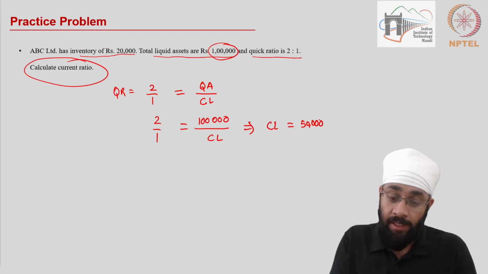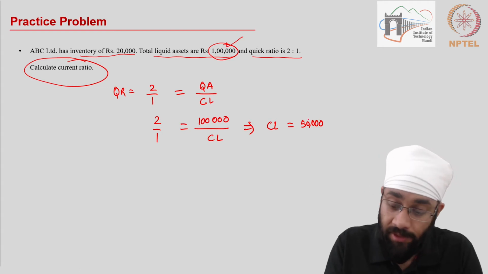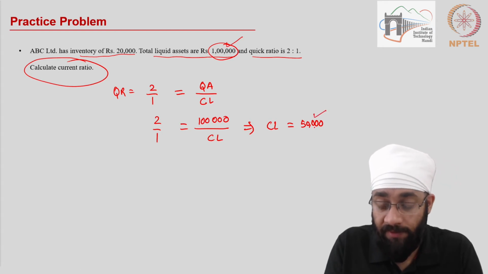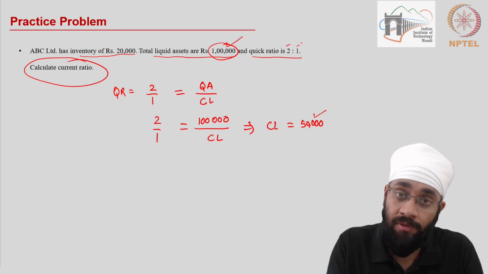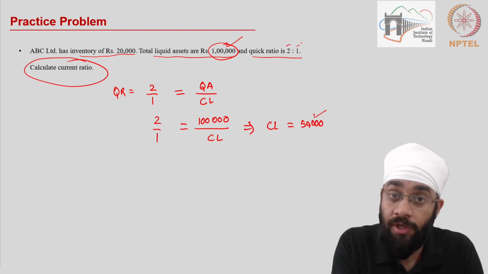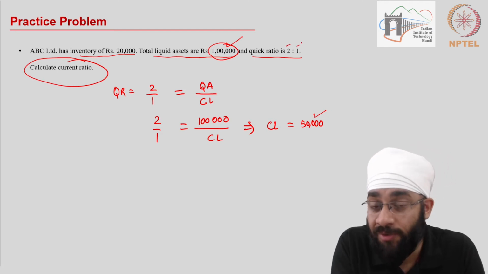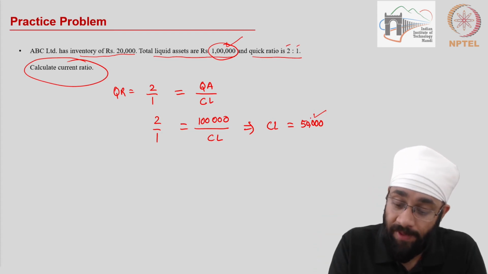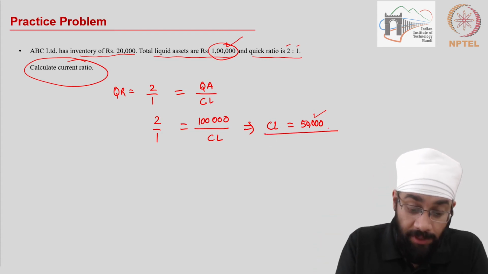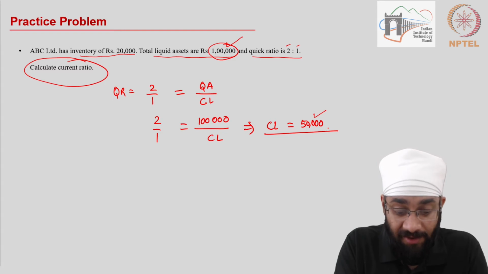That's what it means. The liquid assets are 100,000. The current liabilities are 50,000. That's how you have 2:1, the quick ratio. And by the way, quick ratio is also called the liquid ratio or the acid test ratio. Now that you know current liabilities, you have to figure out the current ratio.